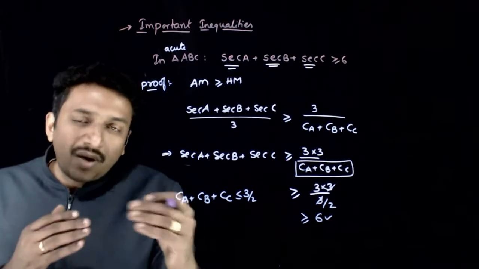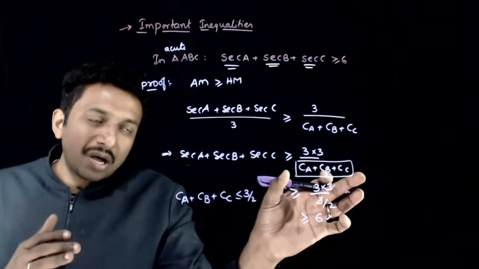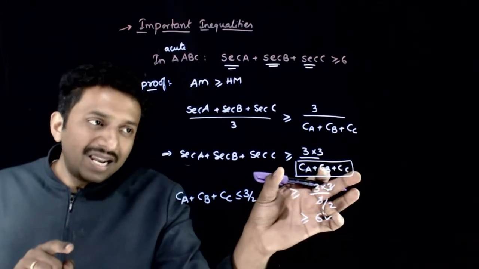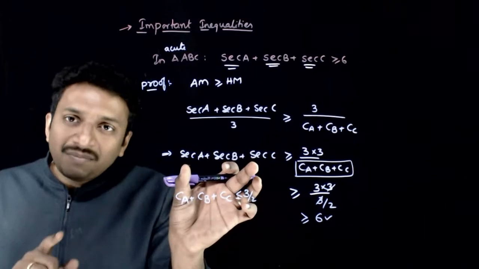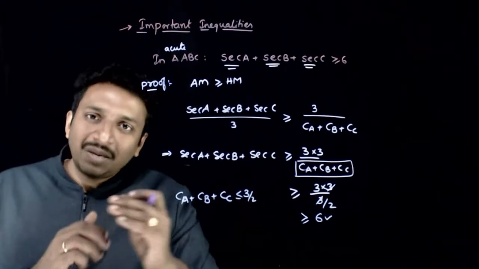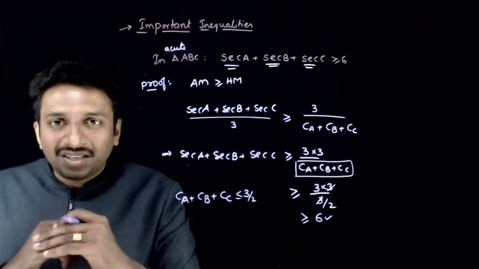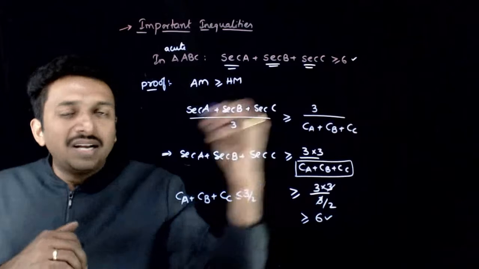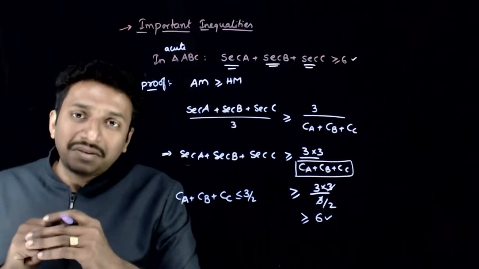So for different values of A, B and C, it might be more than 6, because cos A plus cos B plus cos C can be less than 3 by 2 also. If this number is less than 3 by 2, secant A plus secant B plus secant C will be greater than some number which is greater than 6. That means its value is higher, but its value can never be less than 6. So the least value of secant A plus secant B plus secant C is 6 in an acute angled triangle.